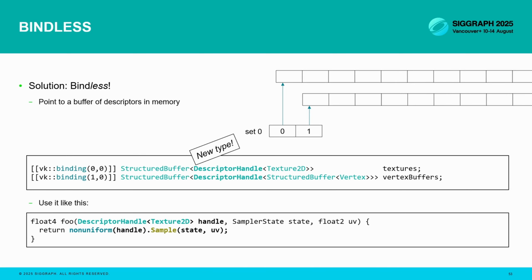You can use descriptor handles like the objects they point to. The only thing you need to make sure of is, if you can have different threads in the same wave accessing different resources, then you need to tell Slang by wrapping the handle in the non-uniform qualifier just before you use it.